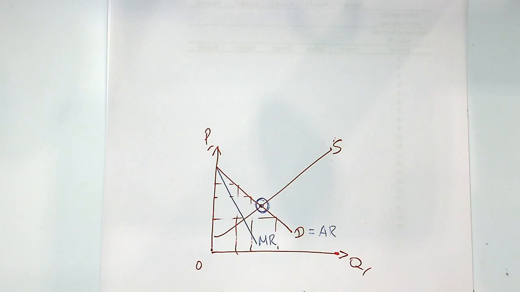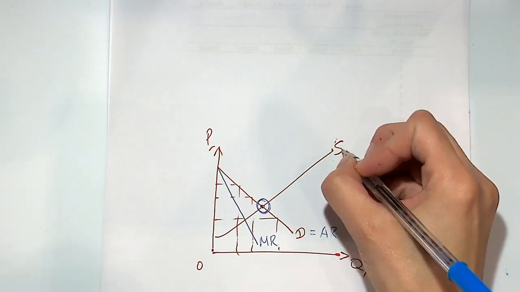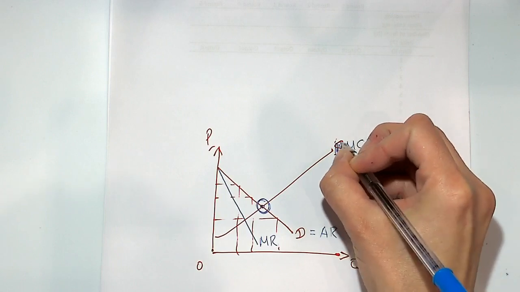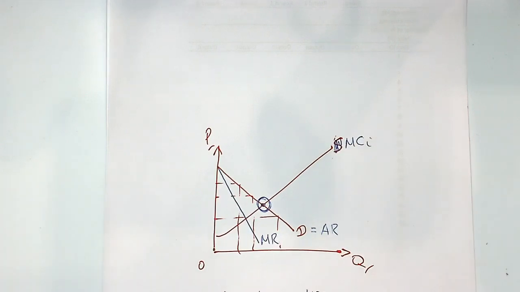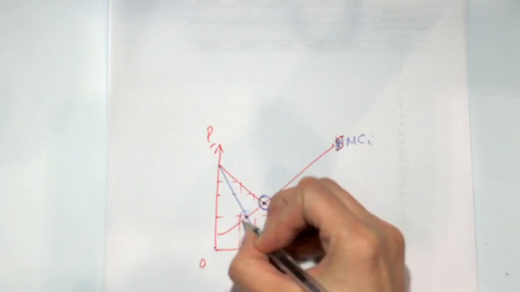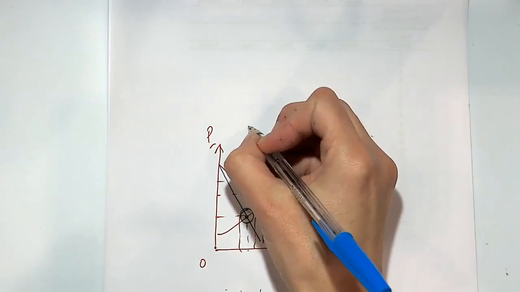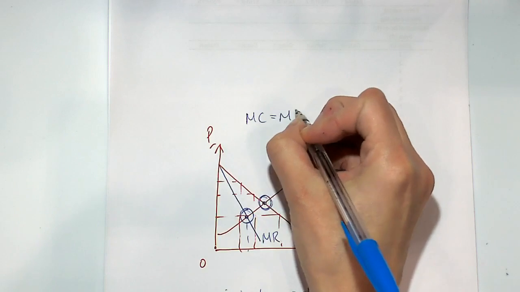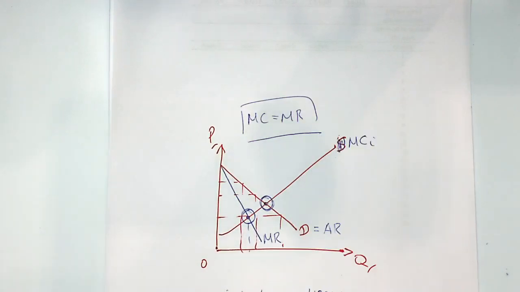So let me actually rephrase in this graph. This could be the marginal cost for this firm. Let's leave it like that. So they will produce the quantity in here. And exactly at this point is where marginal cost equals marginal revenue. So what happens exactly at that point? At that point, the cost of the last unit produced equals the revenue of that last unit produced. Okay?